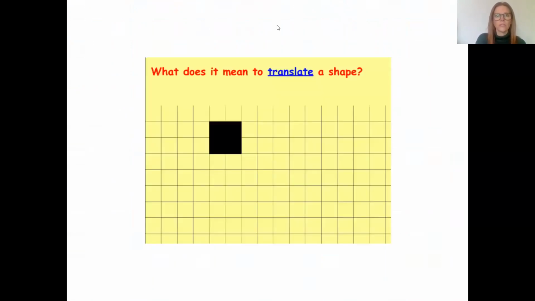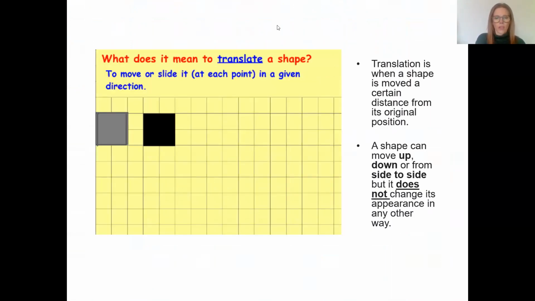So what does it mean to translate a shape? Pause the video and have a chat with the person in the room with you. Okay, so what do we mean when we translate a shape?